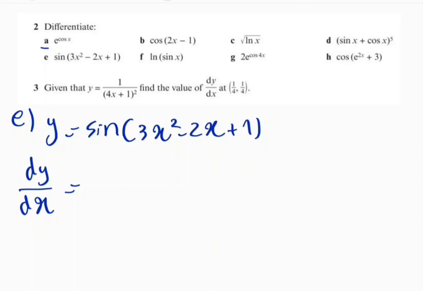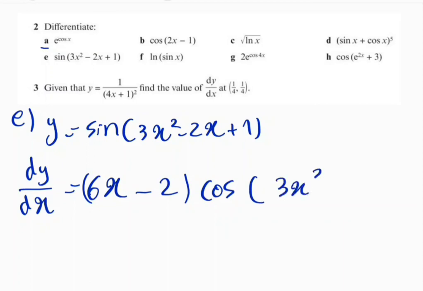So 3x squared differentiates to 6x. Minus 2x differentiates to minus 2, and 1 differentiates to 0 because that's a constant. And this times the derivative of sine, which is cos, and then inside, which is cos(3x squared minus 2x plus 1). And we'd better leave the answer like this.